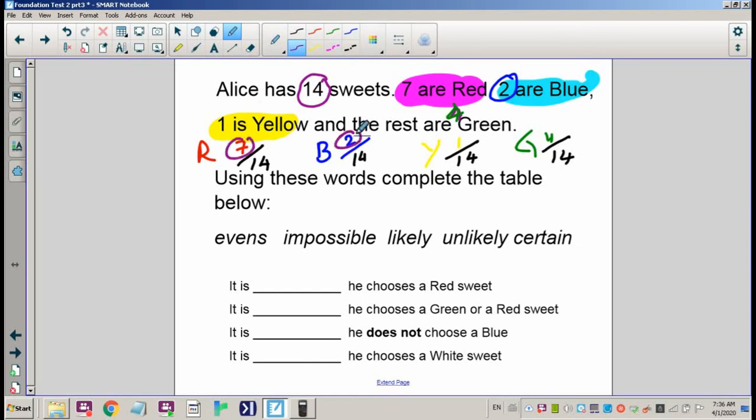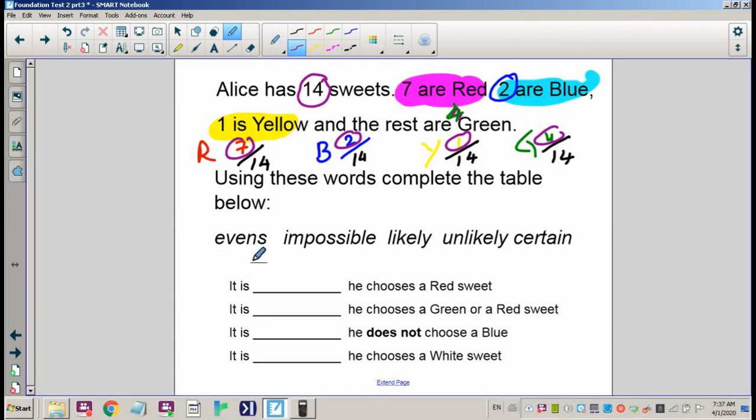7, add 2, add 1, add 4 should all add up, when you add them all together, to give you the bottom number. 7 add 2 is 9, add 1 is 10, add 4 is 14. Yeah. Now, using these words, complete the table below.